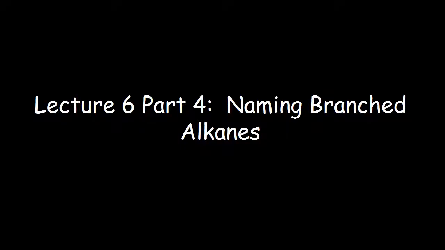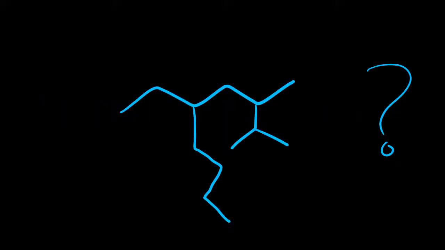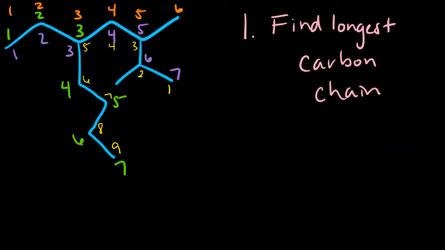Now we're going to take a look at how to deal with branched alkanes in terms of IUPAC naming. And so for this video, we will be trying to figure out the name of the structure shown here. There's a process that you have to go through to be able to name something like this. So we're going to see that there's a series of steps that you need to follow.